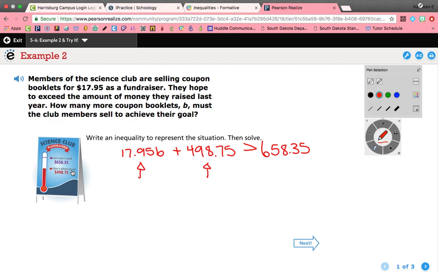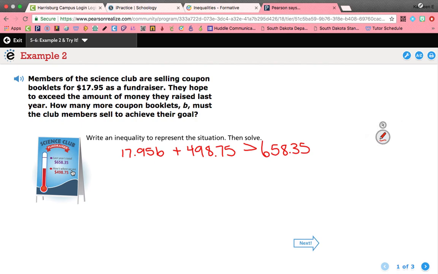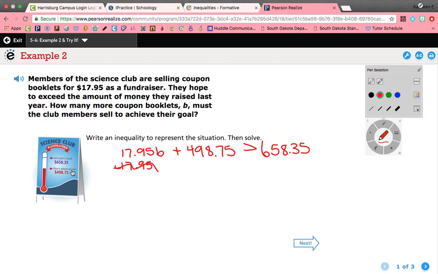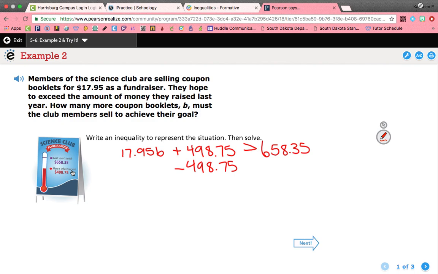So now we just have to solve the inequality. I'm going to erase these two things down here. We would start with our answer of $658.35, and we would subtract $17.95. Nope, we're not going to subtract that. That's being multiplied. It's just in a funny spot because usually we don't have it first. We're going to subtract this other one, minus $498.75.